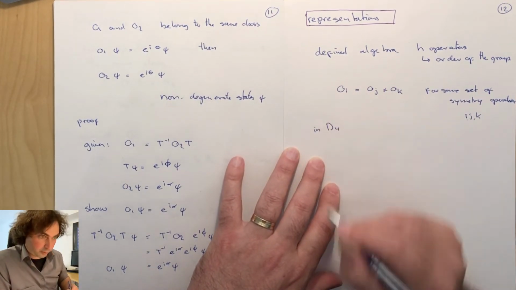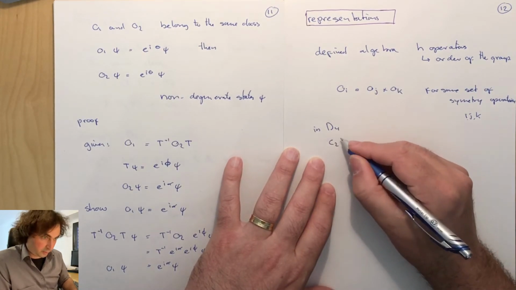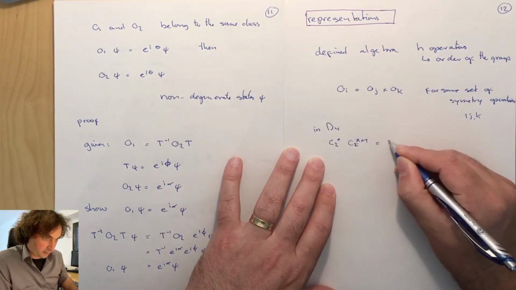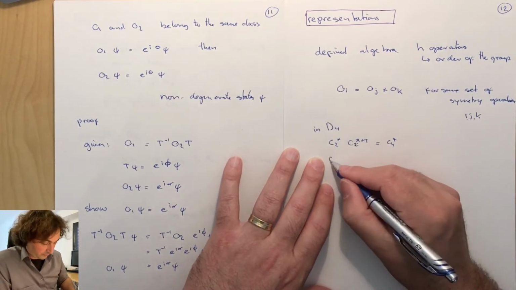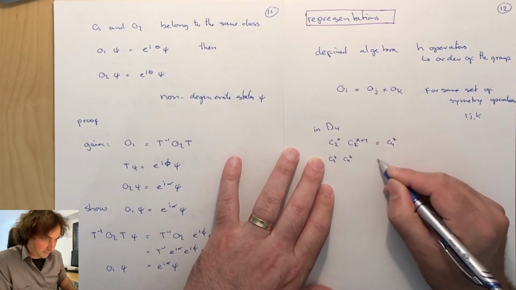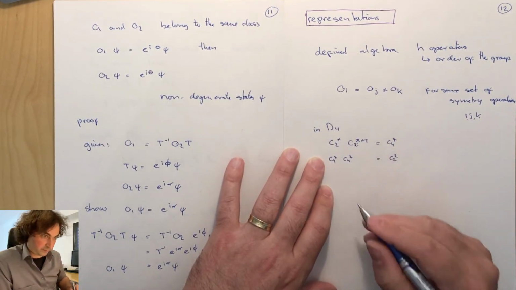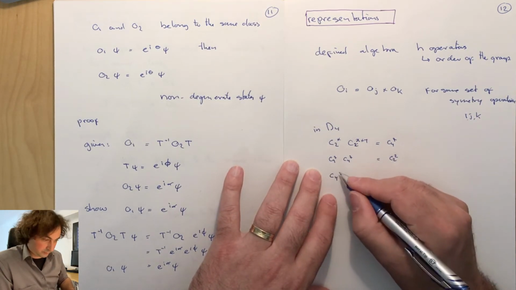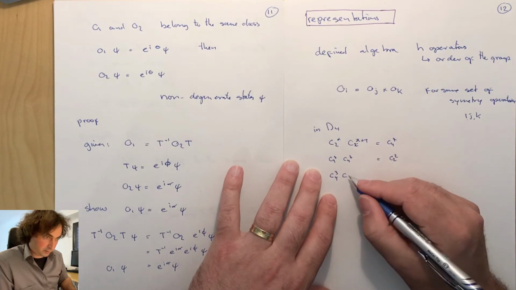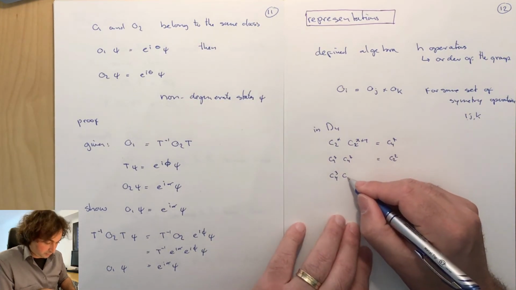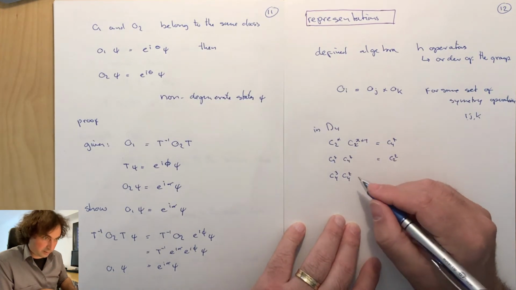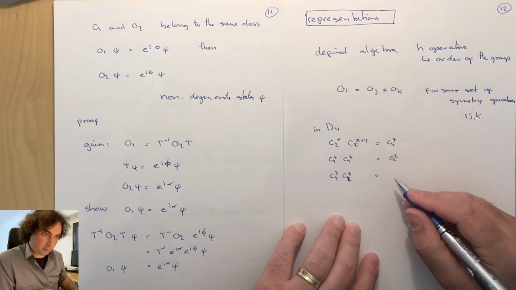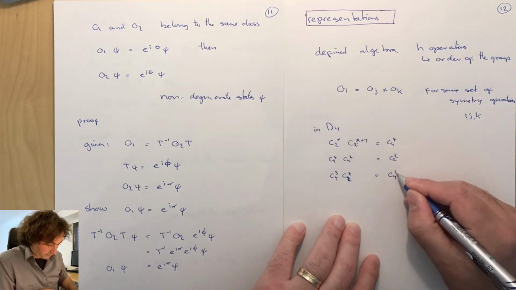So in D4, we know that C2x times C2x plus y is a C4 around the z. C4z, C4z is given by C2z. C4 cubed, C4 around C2 around z, is equal to C4z, for example.